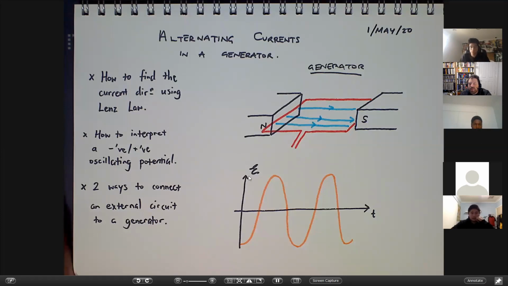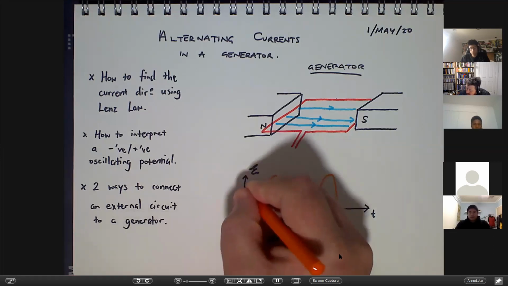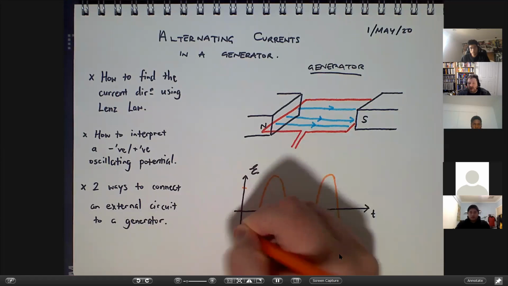And what we got was a flux, which, because it's all about the angle between this area and this magnetic field, turned out to be a sinusoid. So it looked like a sine graph. Then we applied Faraday's law, and we took the negative gradient of that function to get something that looked like this.